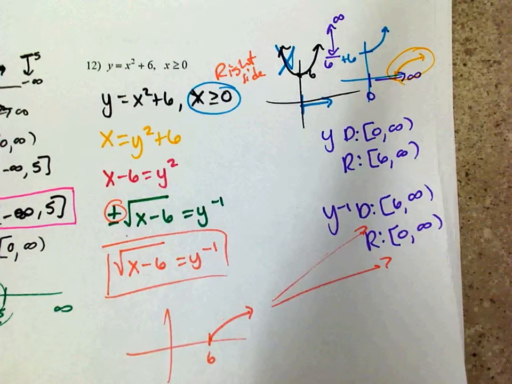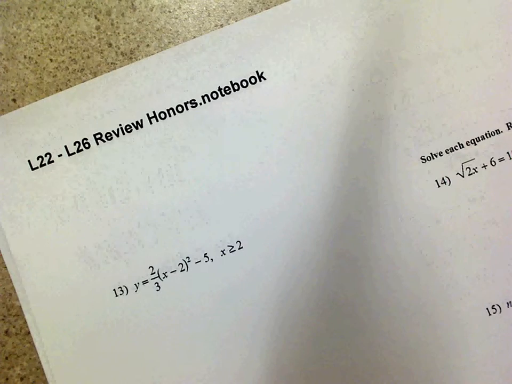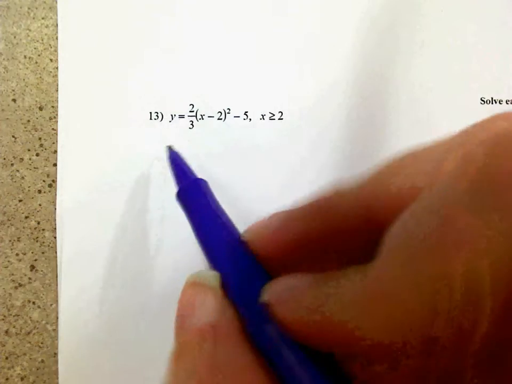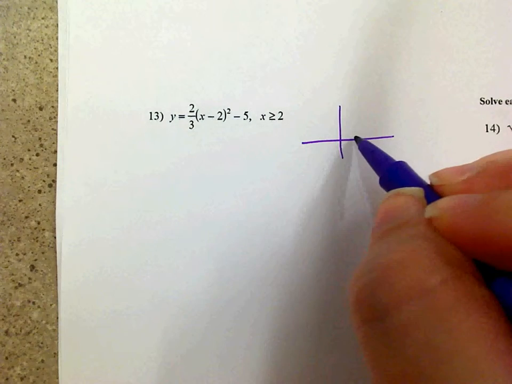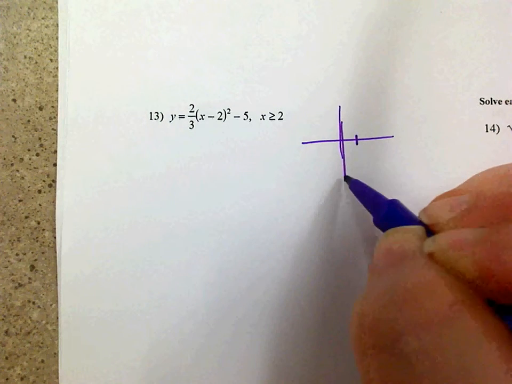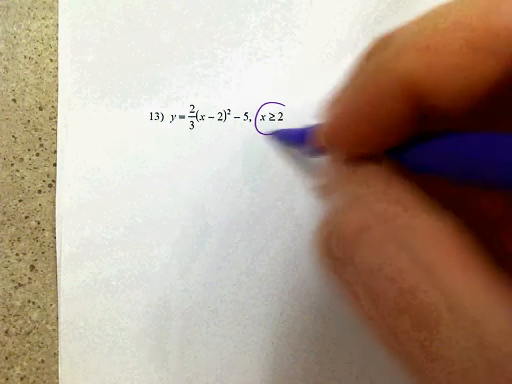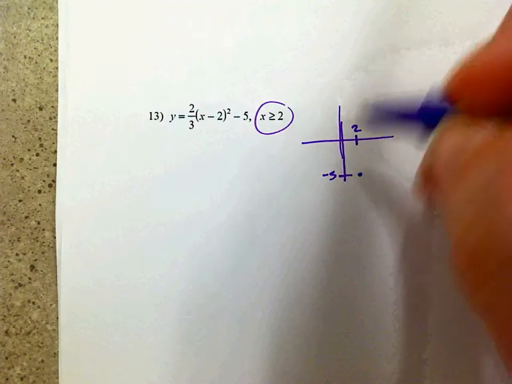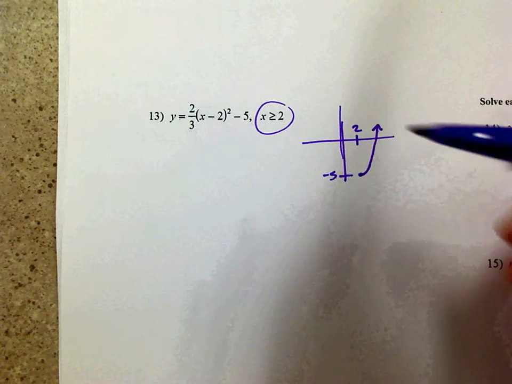On number 13, I need to find the inverse. So first I'm going to sketch to the right 2 down 5. And it's only for x greater than or equal to 2. So though my problem usually does this and then does that, we're only going to draw that side. Okay? So if it says x is greater than or equal to 2, then I only draw the right-hand side of the parabola from 2 on.